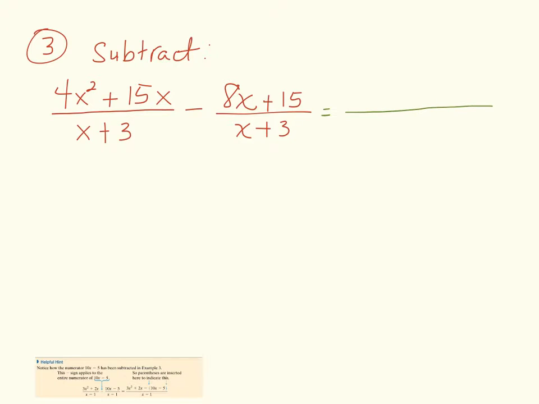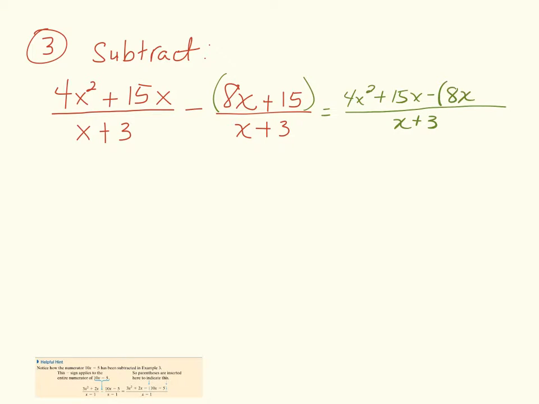So, let's see what we get. We have whatever we're going to have all over x plus 3. Let's write out the first numerator, which is 4x squared plus 15x. But watch what happens now. Because we are subtracting a whole binomial, we must be careful to change the sign. Okay? We must be careful to change the sign of everything.